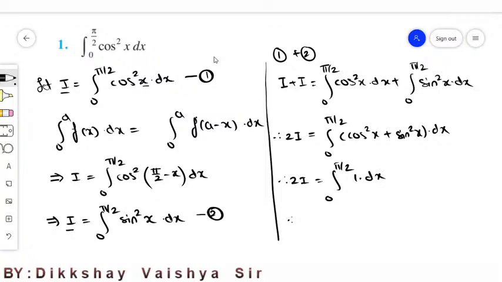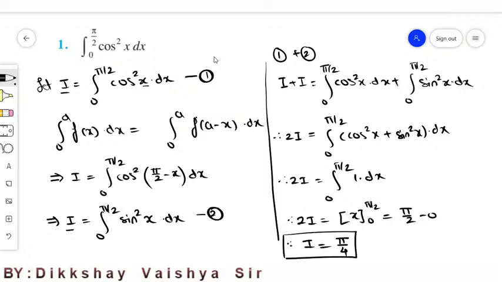So 2I is equals to, now integral of 1 is x and limits from 0 to pi by 2. So further this can be written as pi by 2 minus 0, and this 2 implies here. So I is equals to, 2 इकडे multiply, regular divide, so pi by 4. That's it. Clear? This one is quite simple.